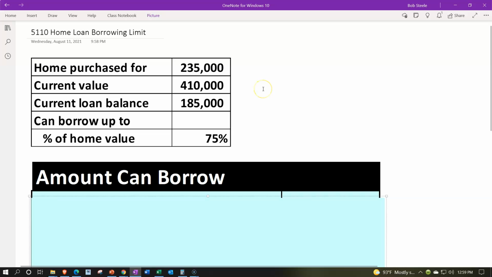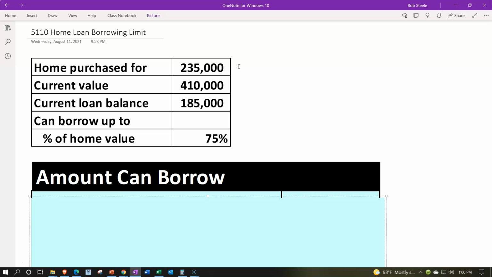We're looking at the home loan borrowing limit. So the information on the left and up top says we're going to say we purchased the home for $235,000 at some time in the past. Note that when you purchase the home, the amount that you paid is in essence the market value, of course, at that point in time, because you are participating in a market transaction between two individuals that typically have interests that are counter to each other, right? So we had a negotiation take place, a market took place.